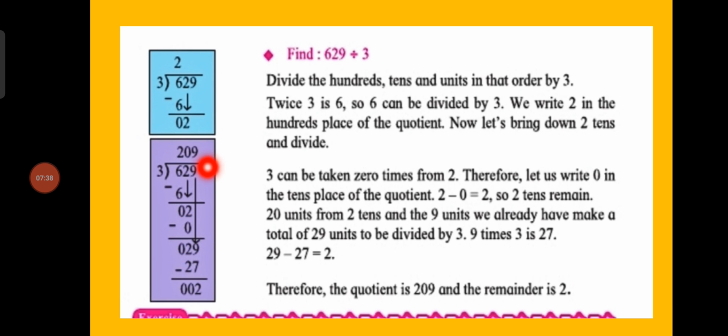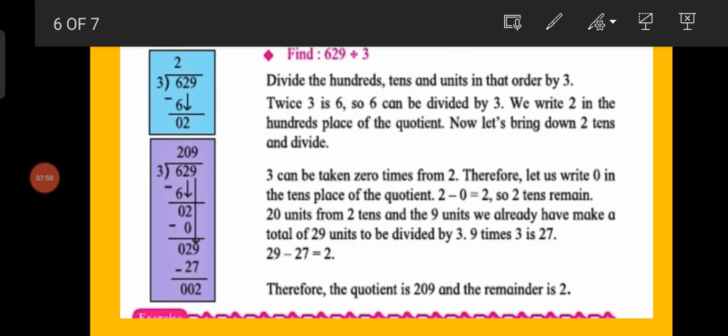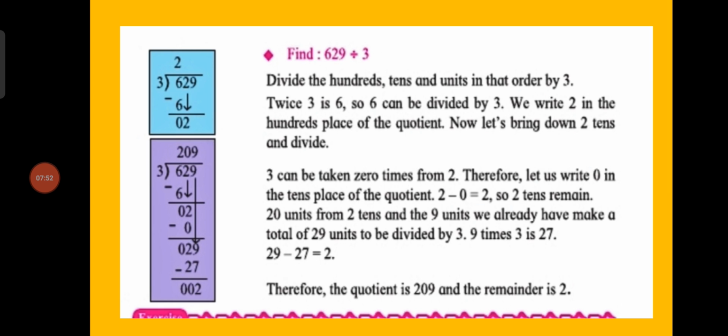Now we bring 9 down. So it becomes 29. Now 3 9s are 27. So the remainder is 2. Therefore, the quotient is 209 and the remainder is 2.